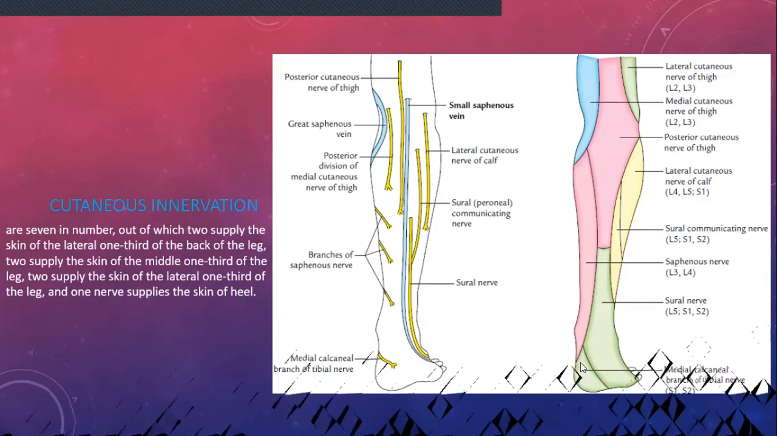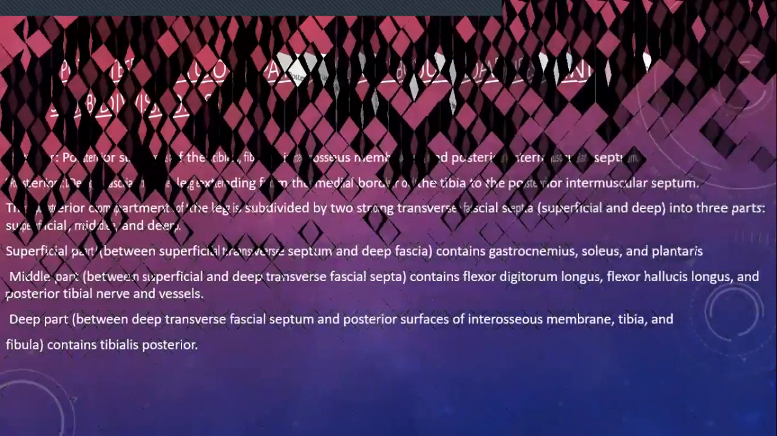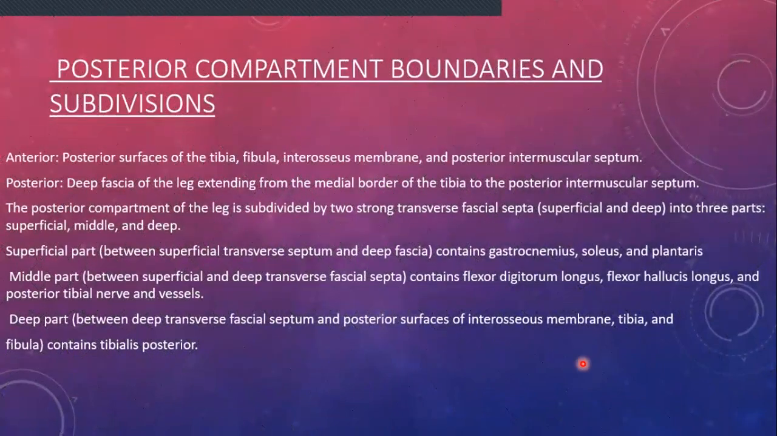Okay, then let's look at the posterior compartment, its boundaries and subdivision. Now, the anterior boundary of the posterior compartment is formed by the posterior surfaces of tibia, fibula, the interosseous membrane, and the posterior intermuscular septum. And the posterior boundary is formed by the deep fascia of the leg, which extends from the medial border of tibia to the posterior intermuscular septum.